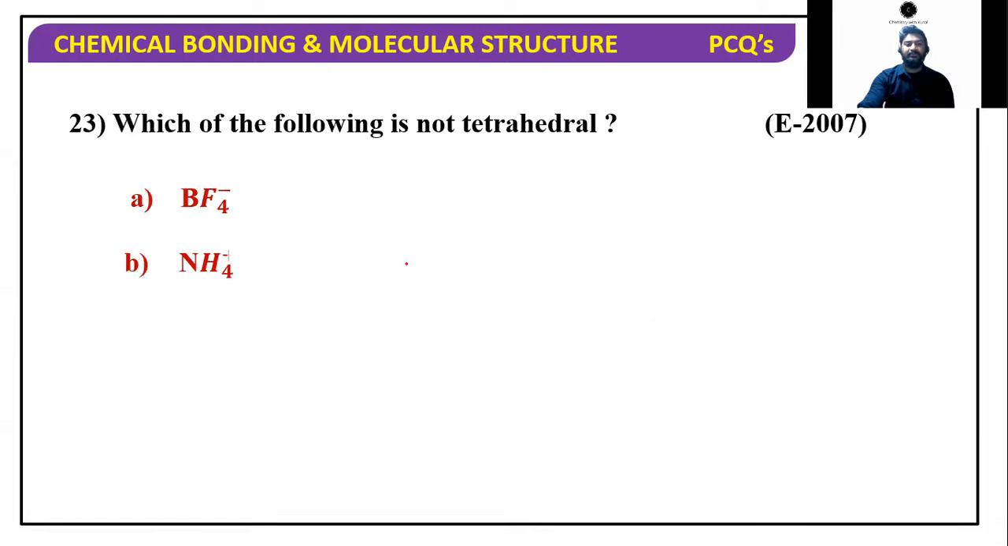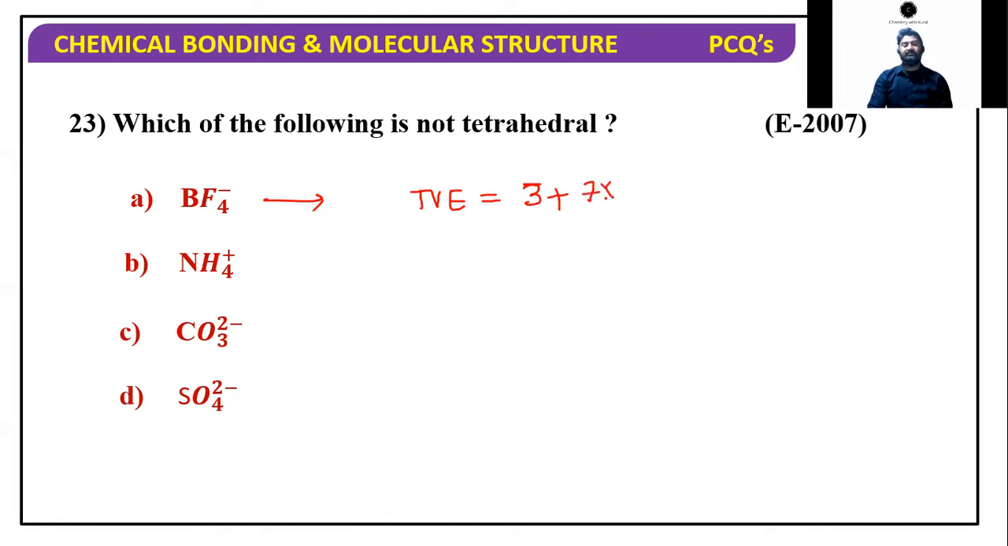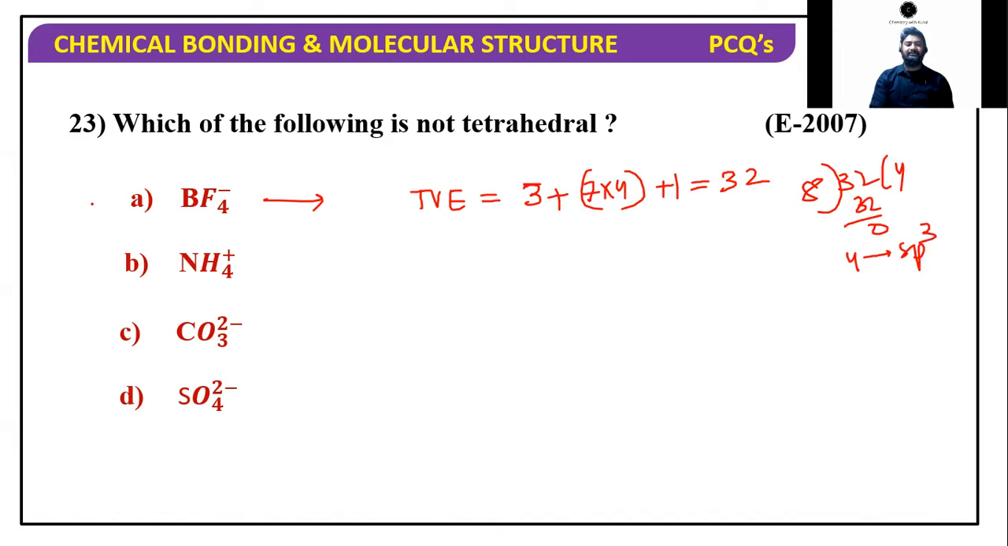Next question. Which of the following is not tetrahedral? You can do it again by using the shortcut that I've taught you. Just use the shortcut. Total valence electron: boron has a valence electron of 3 because it belongs to group 13. Fluorine 7, 4 times, plus 1. What do you get? You get 32. 32 divided by 8 will give you 4, 0. So 4 meaning sp3, sp3 meaning tetrahedral. They're asking which is not tetrahedral, so this is not the answer definitely.